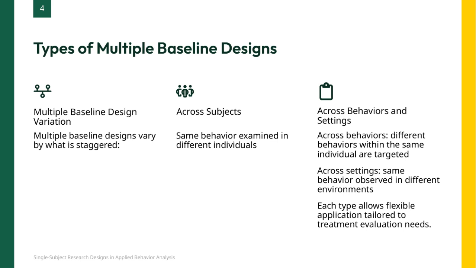Across behaviors means we focus on different behaviors within the same person, which is useful when multiple behaviors need addressing. Across settings involves observing the same behavior but in different environments, helping us understand how context influences a behavior. Each of these types offers flexibility, allowing us to tailor the design to best evaluate the effectiveness of interventions.